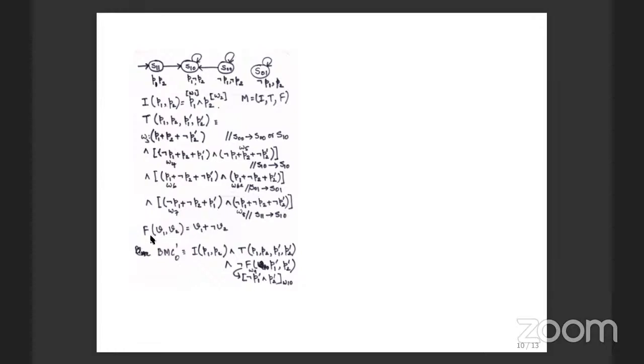The property that I'm verifying, which I've referred to as F, says V1 or not V2. As you can see, this is a safe system since all reachable states satisfy this property, V1 or not V2. Both S11 and S10 satisfy that. S01 is the only unreachable state that does not satisfy it.